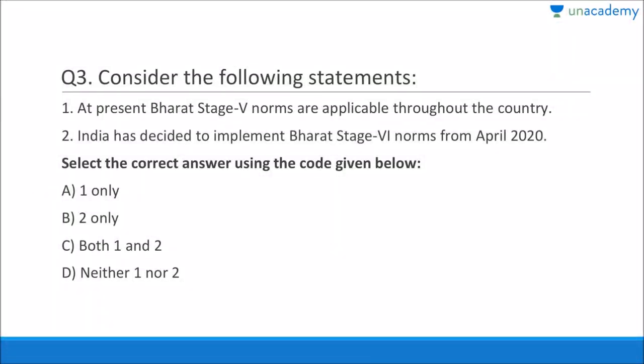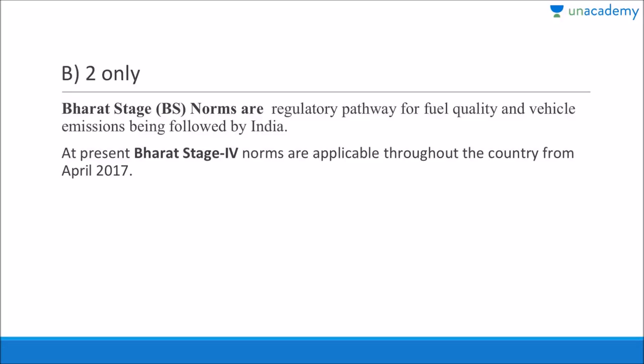Question number 3. At present, Bharat Stage 5 norms are applicable throughout the country. And India has decided to implement Bharat Stage 6 norms from April 2020. Answer here is B, 2 only. At present, Bharat Stage 4 norms are applicable, not 5. And this is the regulatory pathway for fuel quality and vehicle emissions being followed by India.